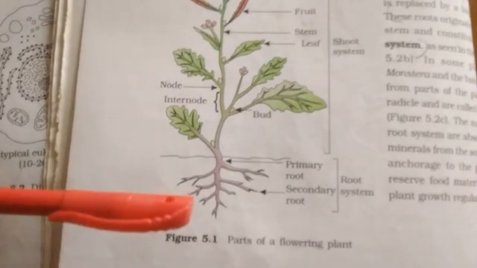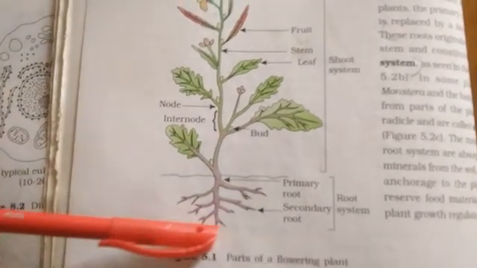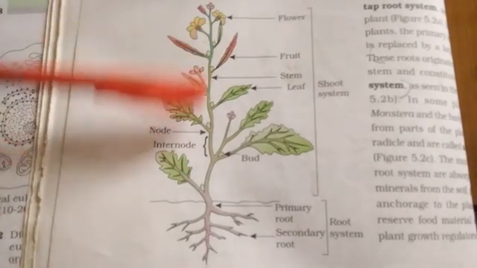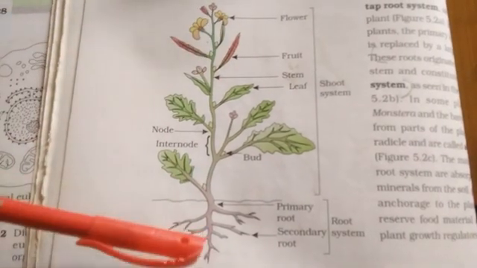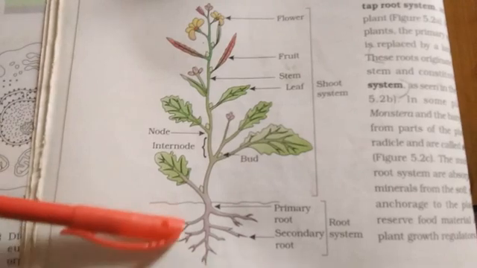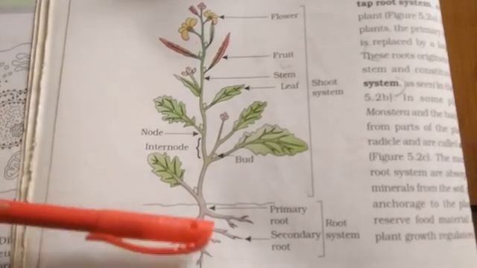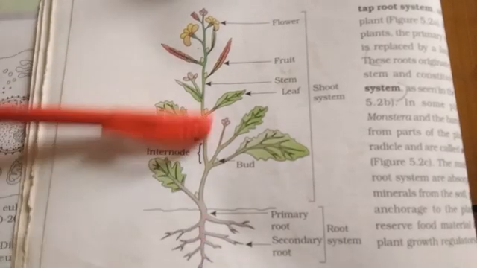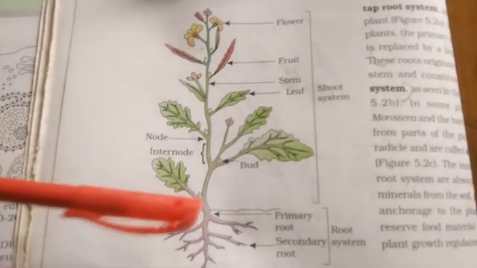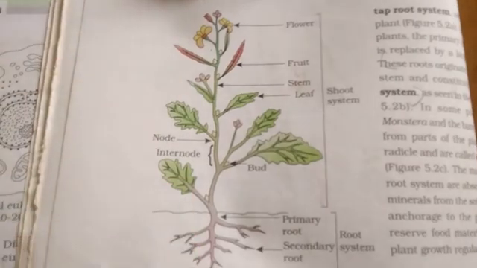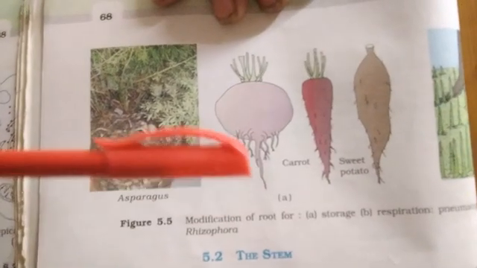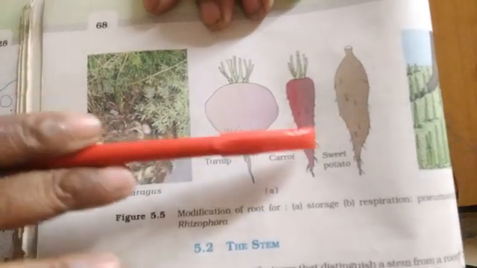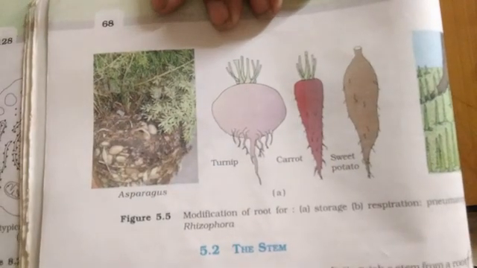Another thing which root performs is the anchorage. Clear? So this is the upright part of the plant which is above the ground, and it is upright. Why is it upright? Because deep under the soil, the root system is supporting it. As the root system is holding the soil tightly, that is why the upper portion can remain upright. Clear? So root also helps in anchorage. And not the least, root also stores food like carrot, beet, etc. They also store food. Clear?